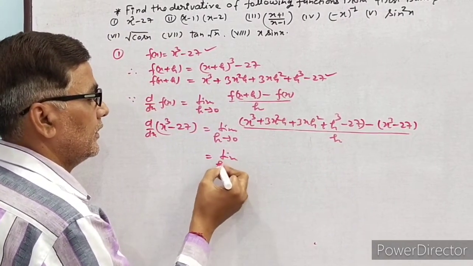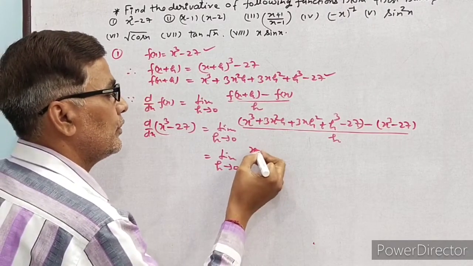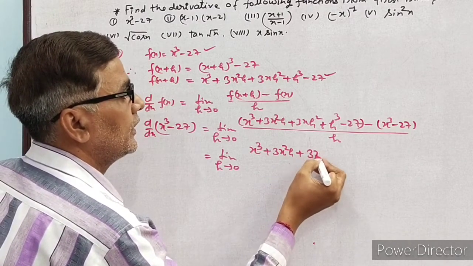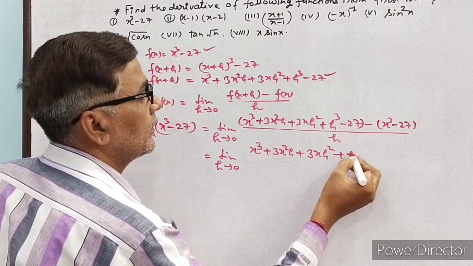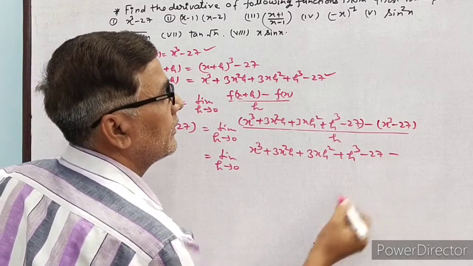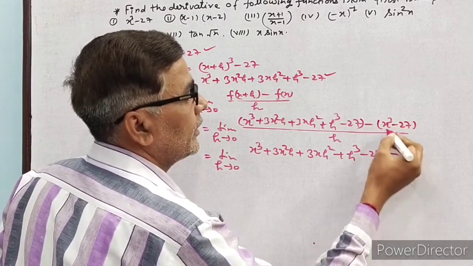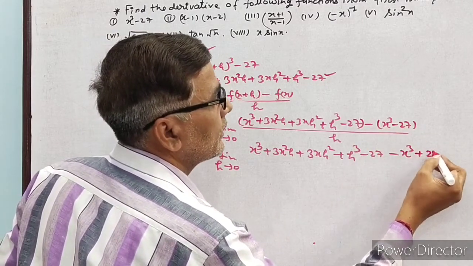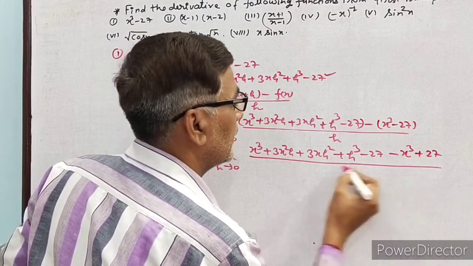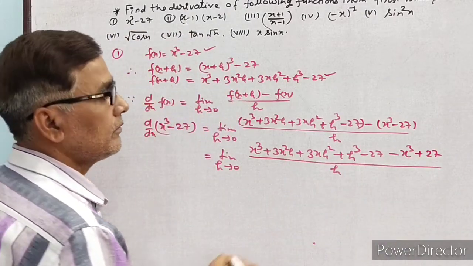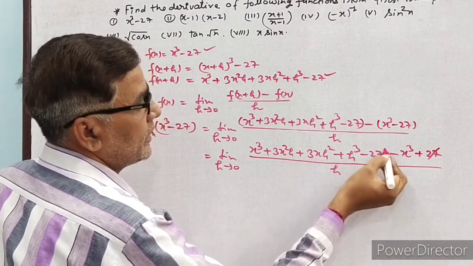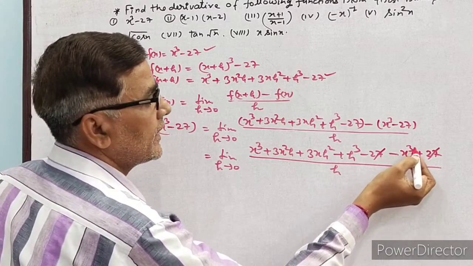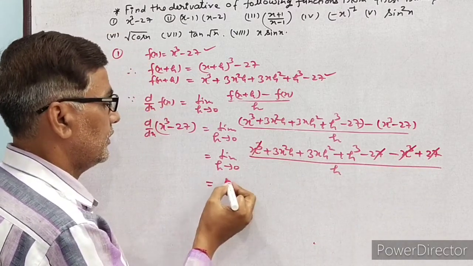So we have to replace here f(x) by x cube minus 27, whole divided by h. Now we have limit h approaches to 0, x cube plus 3x square h plus 3x h square plus h cube minus 27. Now open the bracket by the minus sign. We have here x cube minus x cube, and minus minus turns to plus 27, and the whole expression is divided by h. Plus 27 and minus 27 are cancelled out. Similarly, x cube and minus x cube both are cancelled out.